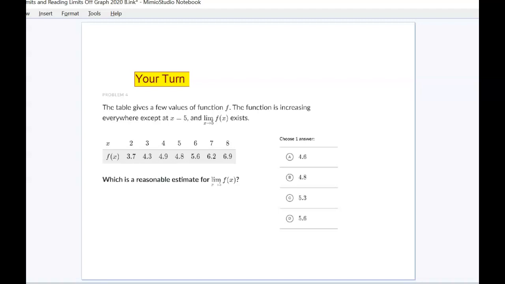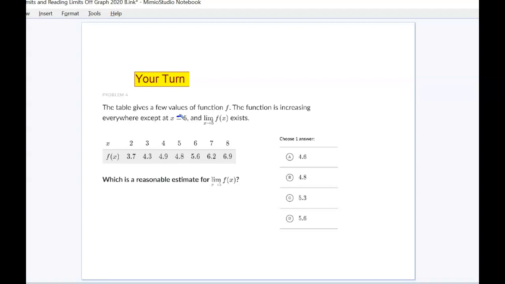All right, again, pause the video and give this one a try. The table gives a few values of a function. The function is increasing everywhere except at x equals 5, and the limit as x approaches 5 exists. So what is a reasonable value for the limit as x approaches 5?